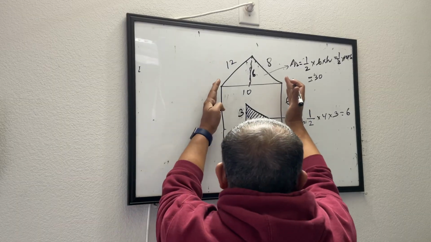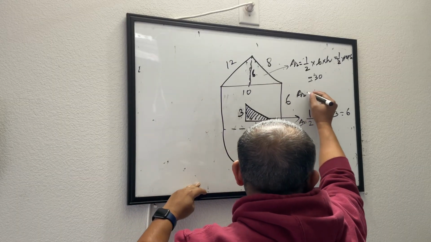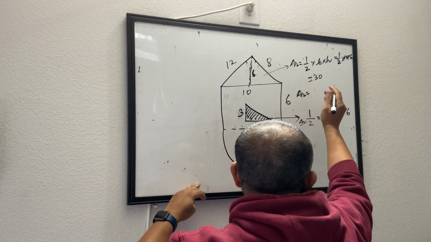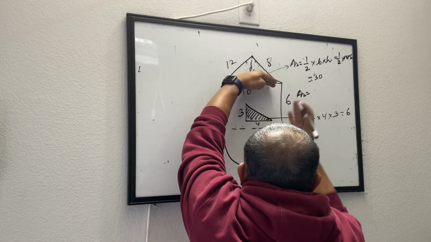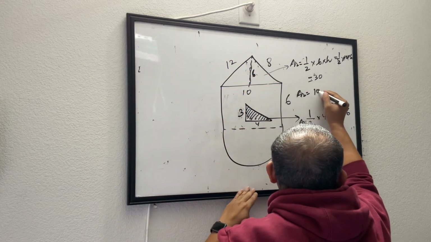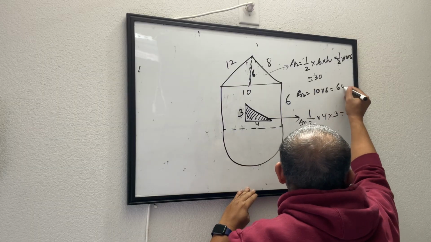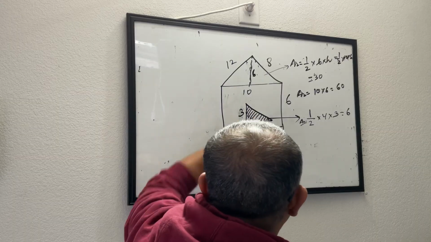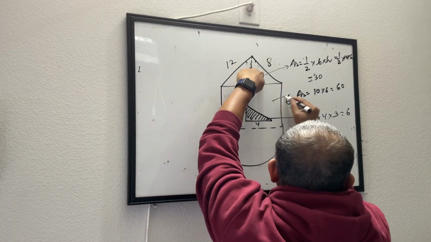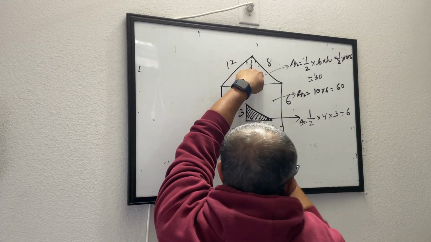Now let's look at this rectangle. Area of a rectangle is what? Length times width. This is, let's say, length 10 and 6. 10 times 6, that is 60. 60 units, 60 square centimeter, whatever it is. So we got the area of this guy, we got the area of this guy also, and we have got the area of this guy also.